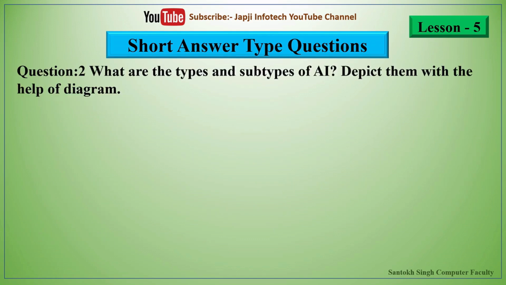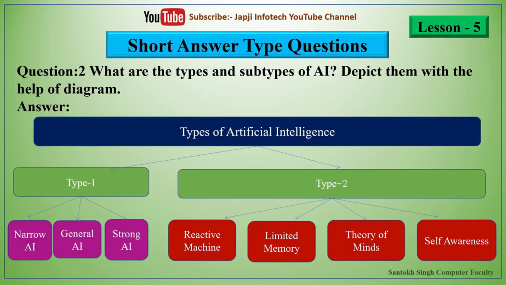The second question is, what are the types and subtypes of artificial intelligence? Depict them with the help of a diagram. Artificial intelligence has two types. The first one is type 1 and the second one is type 2. Type 1 falls under three categories: narrow artificial intelligence, general artificial intelligence and strong artificial intelligence.